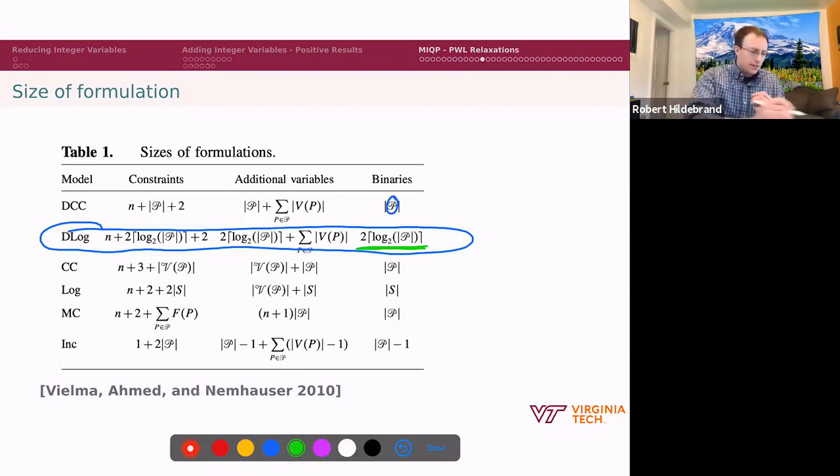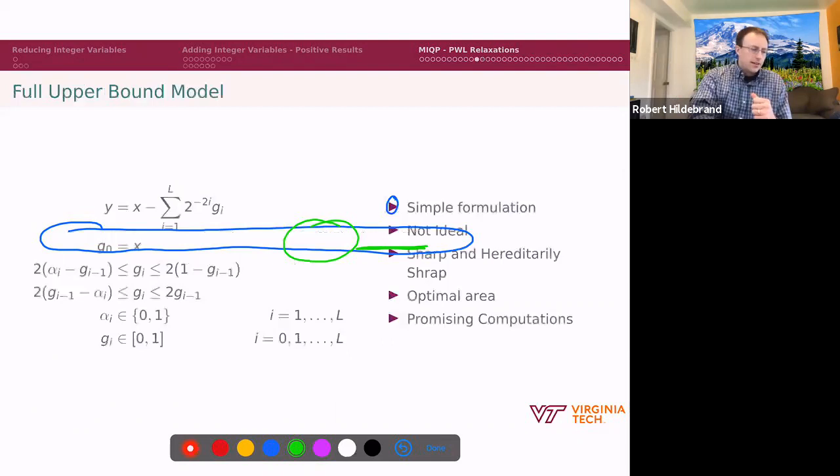And now, for a slight comparison, their model requires that you do need a continuous variable for every chunk of the piecewise linear formulation. Whereas in our method here, you really don't need, well, you have continuous variables sitting around, but there's not exponentially many of them. So there's only roughly the same number of continuous variables as there are binary variables here.